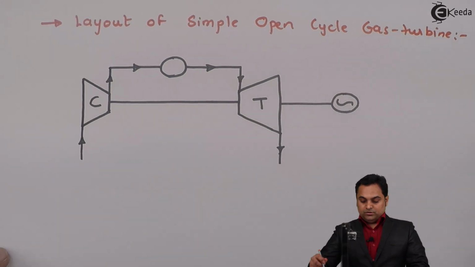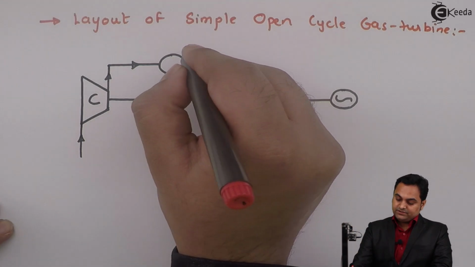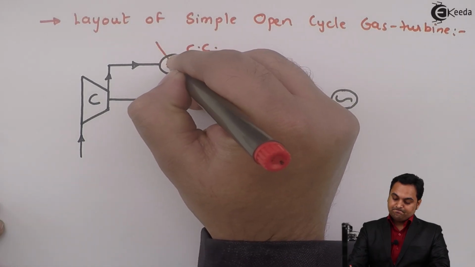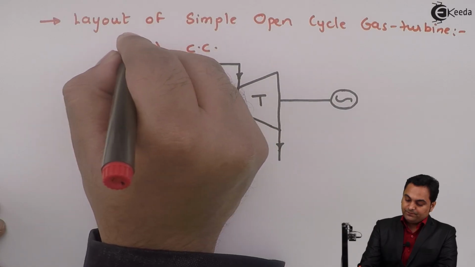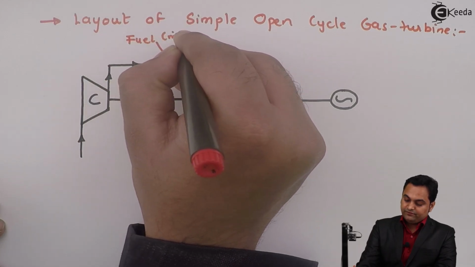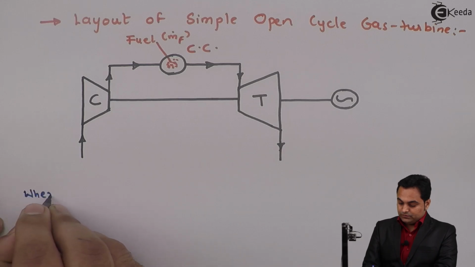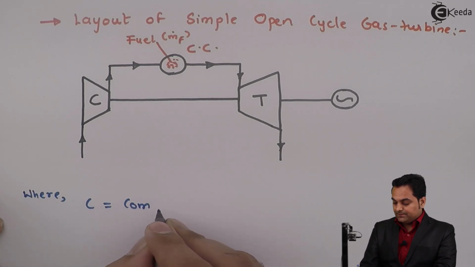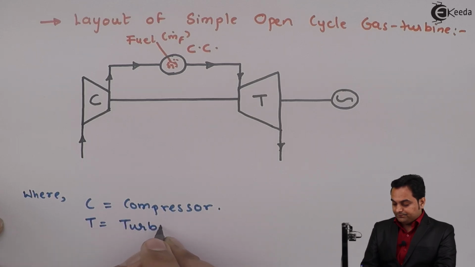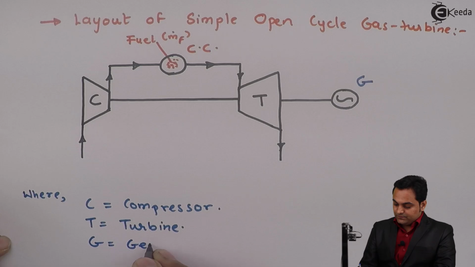Now, here if we see, we are having the devices. I have written C here and here it is T. Next, here I am writing CC. Then this will be the fuel which is sprayed, mass flow rate is m dot f. Here I'll say that where C is called as compressor, T is called as turbine, and here I'll call it as G. This G is called as the generator.